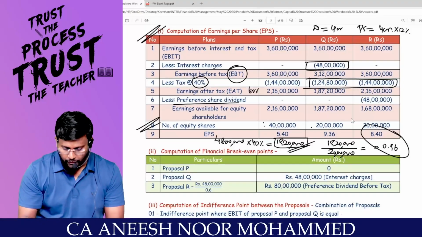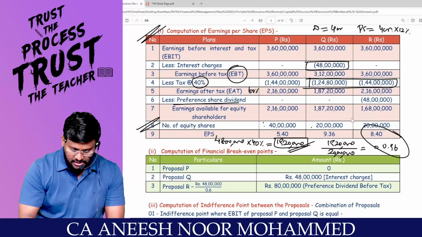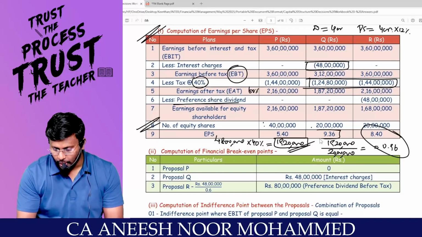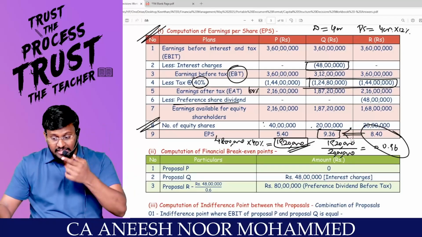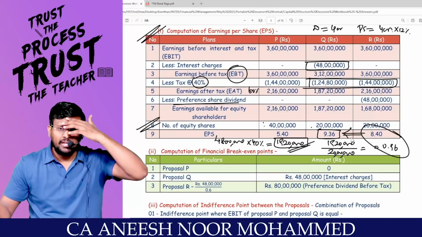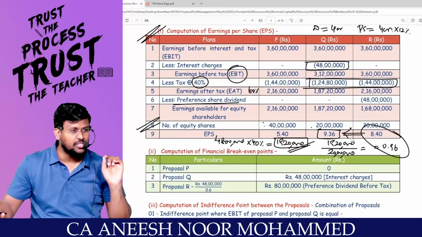What is 8.4 plus 0.96 comes to? This is what, 9.36. Look here, the exact EPS we have derived. Are you already with me? This is what is happening inside the financial structure. That's it. First part of the question done.